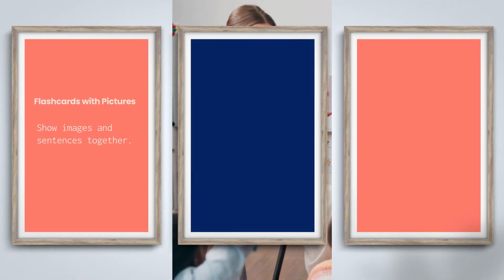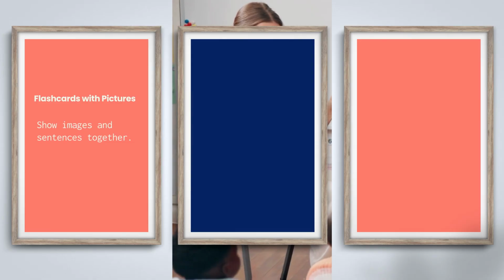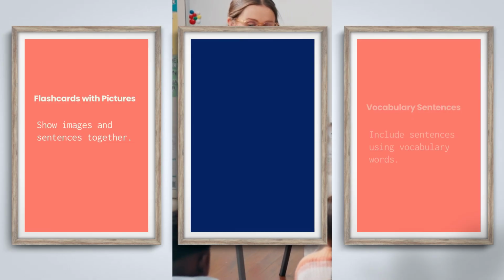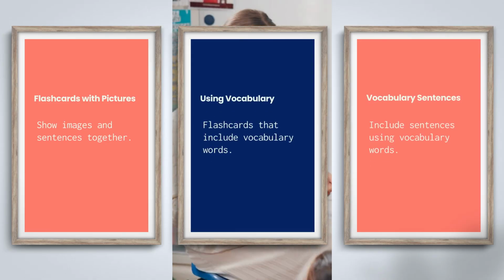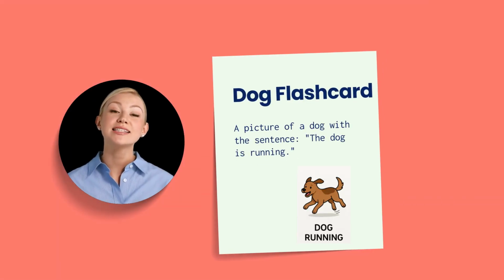Flashcards with pictures and sentences. Use flashcards that not only show images, but also include sentences using the vocabulary words. For example, a flashcard with a picture of a dog and the sentence, "The dog is running."